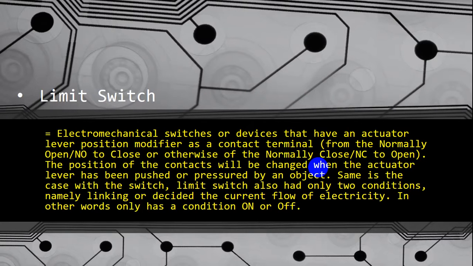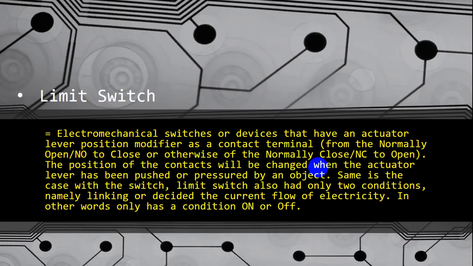Limit switch. A limit switch is an electromechanical switch or device that has an actuator lever as a position modifier for the contact terminal, from normally open or NO to close, or otherwise from normally close or NC to open. The position of the contact will be changed when the actuator lever is pushed or pressed by an object, the same as the case with a switch. A limit switch also has only two conditions, namely linking or disconnecting the current flow or electricity.